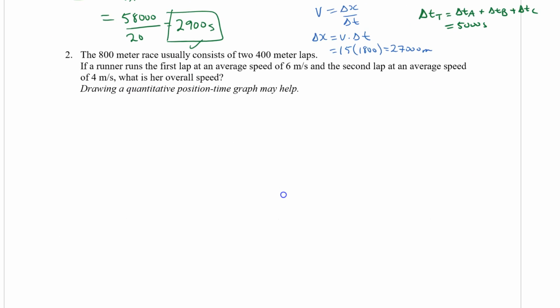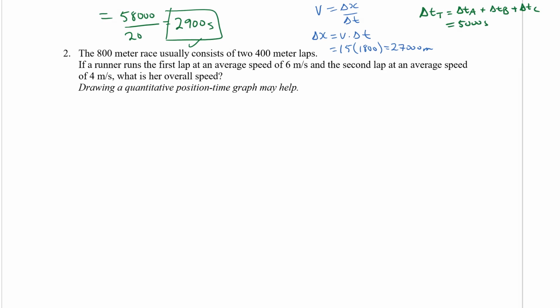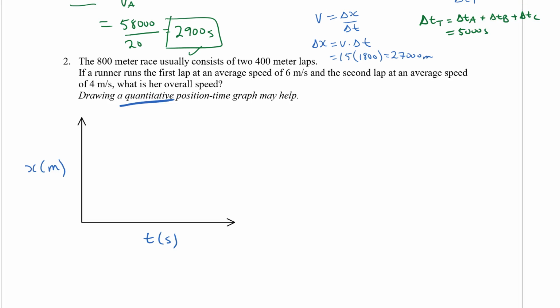It says the 800-meter race usually consists of two 400-meter laps. If a runner runs the first lap at an average speed of 6 meters per second and the second lap at an average speed of 4 meters per second, what is her overall speed? And it suggests drawing a quantitative, which means we're going to include the numbers, position-time graph, and that may help. Alright, so here's a quick little position-time graph.